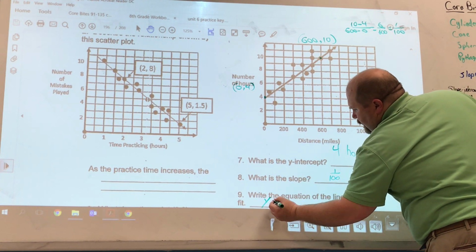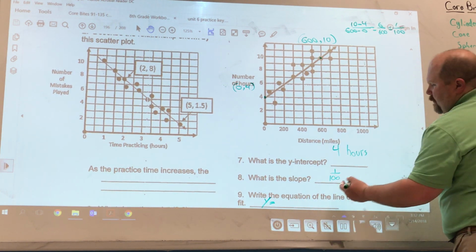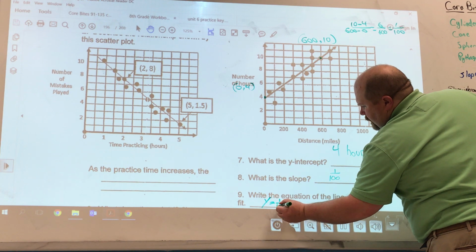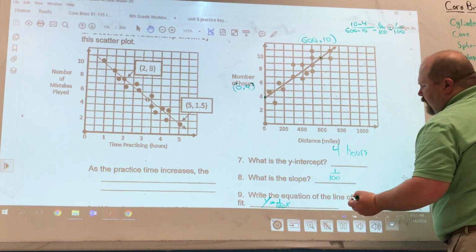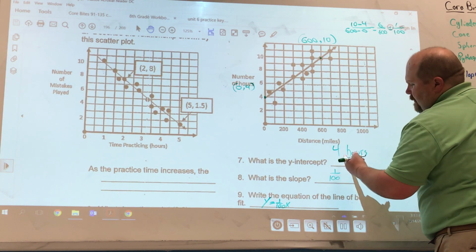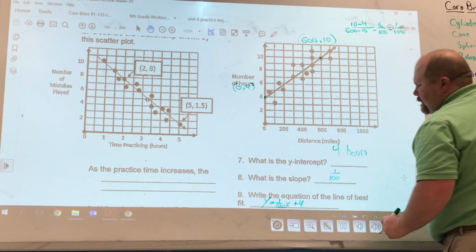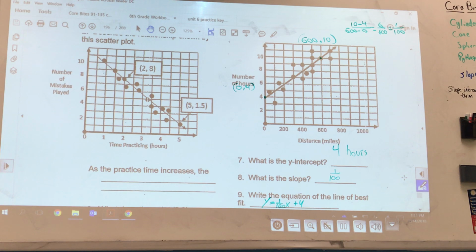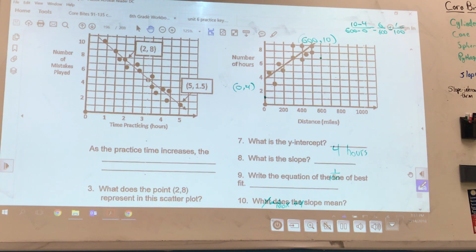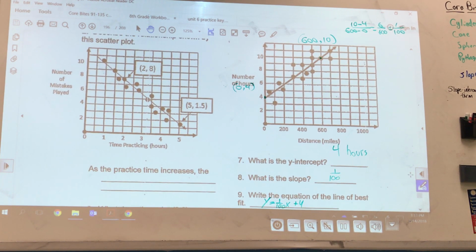That would be y equals, now we need our slope, 1/100th, followed by an x, plus our intercept, which in this case is a positive 4, so it's going to be plus 4. So there's the equation.